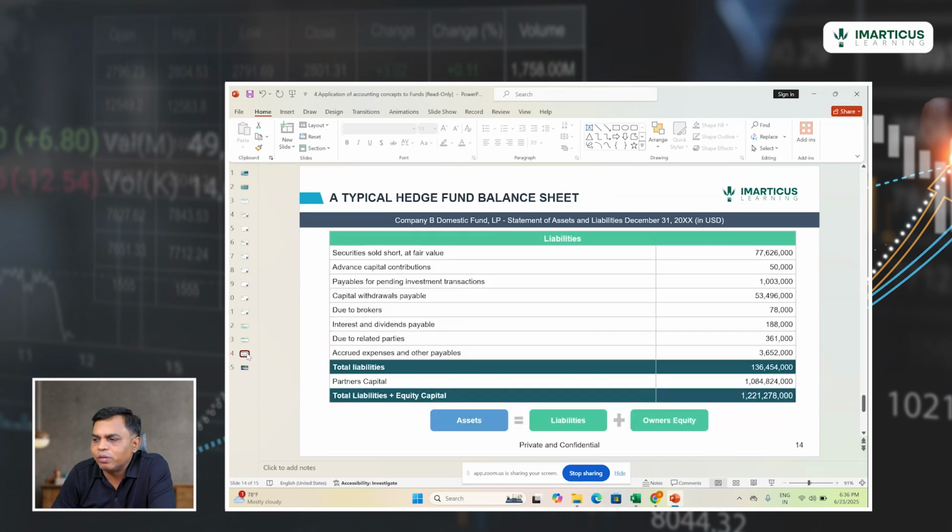Similarly, the fund will also record all its liabilities. Liabilities can be any capital raised or any security which is sold short. All this will be mentioned along with the capital. Now, if you see, the total of the liability side is 1,221,278,000. The assets are equivalent to liabilities plus owner's capital. So, this is an example of a typical balance sheet of a hedge fund.